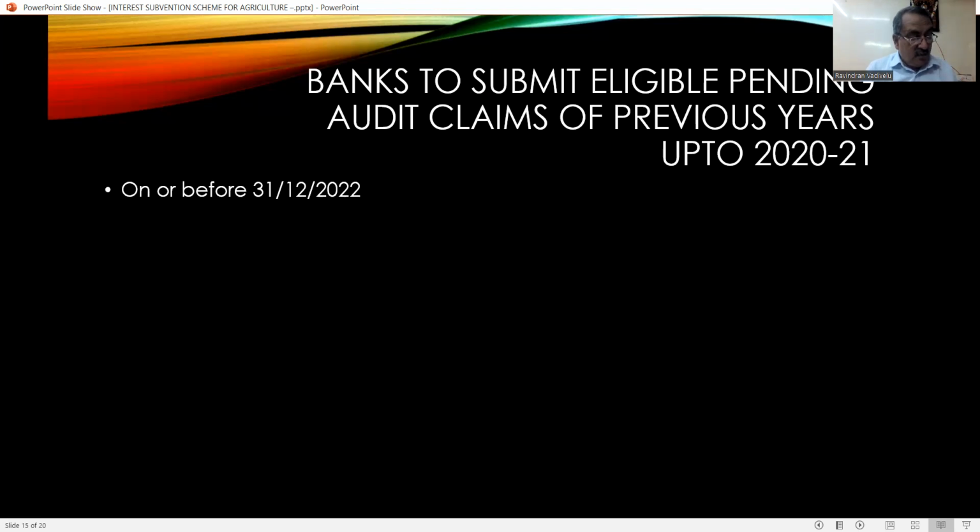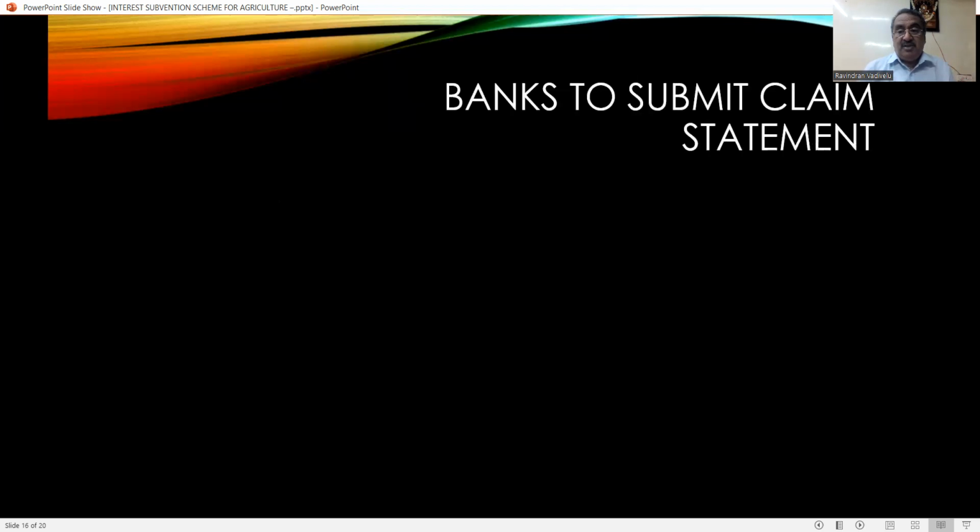So they say that only for the financial year up to 2021. It is not 21-22. So these pending claims, the bankers have to submit to RBI duly certified by the statutory auditor as true and fair, true and correct. So banks have to claim the statement.